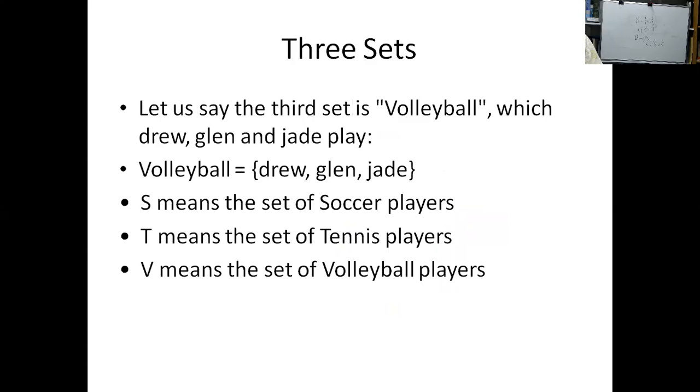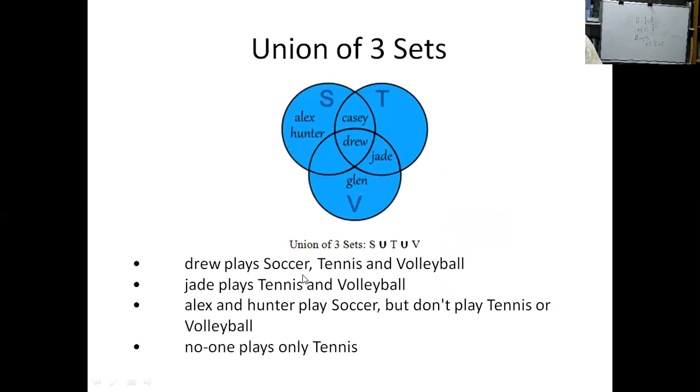Okay. Let us say the third set is volleyball, which Drew, Glenn, and Jade play. So we have the volleyball set: Drew, Glenn, and Jade. The S means the set of soccer players, T means the set of tennis players, V means the set of volleyball players. So this is, again, a Venn diagram. You have these 3 sets, S soccer, T tennis, and V the volleyball. Drew plays all of them. Jade plays tennis and volleyball. Alex and Hunter play soccer, but they don't play tennis or volleyball.